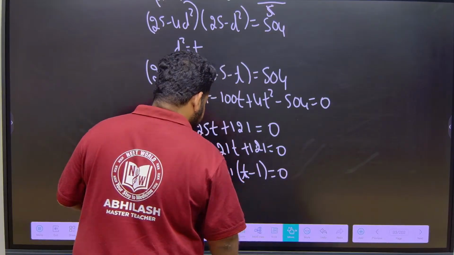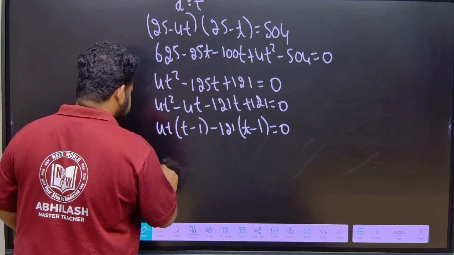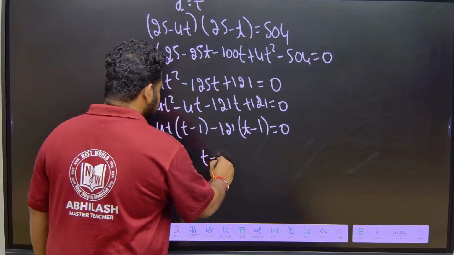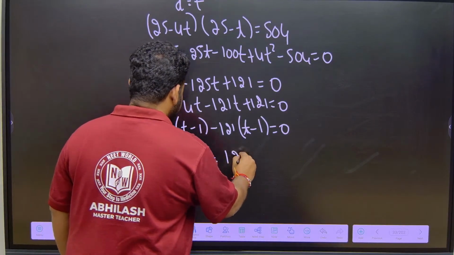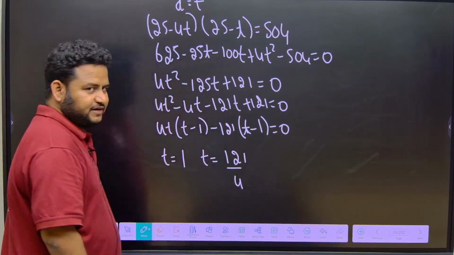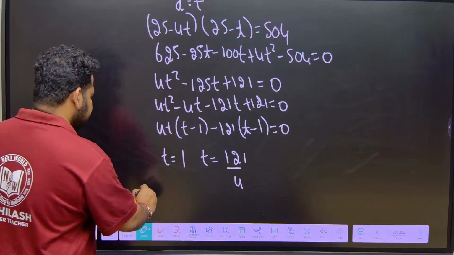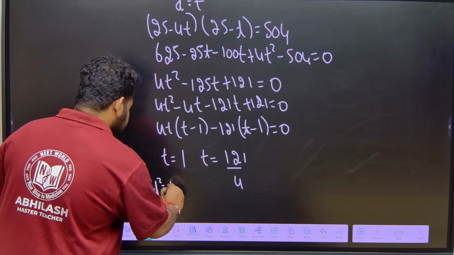So what do we get? t is equal to 1, and t is equal to 121 by 4. But remember, we took t is equal to d square. So d square will be equal to plus or minus 1 here.